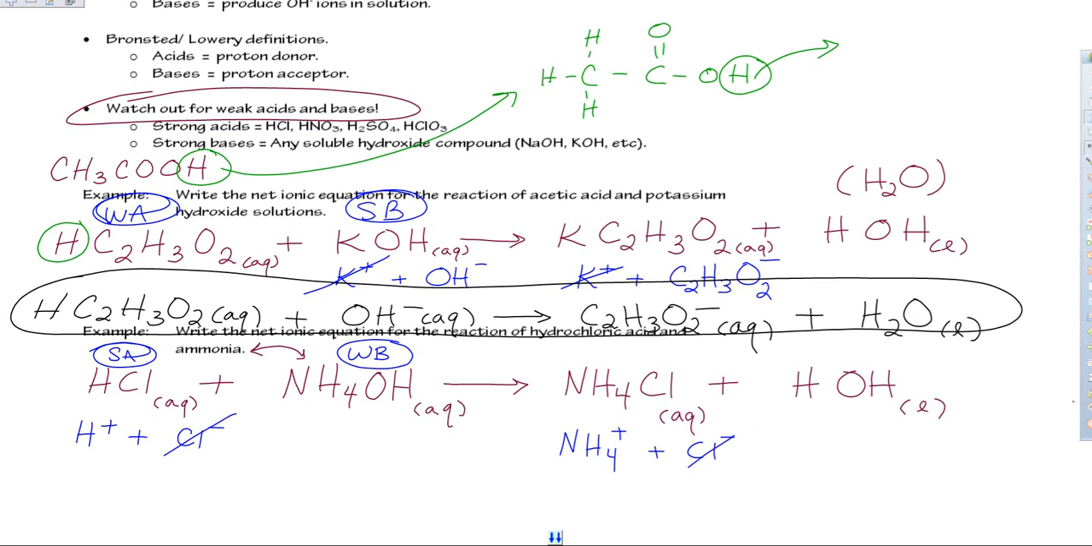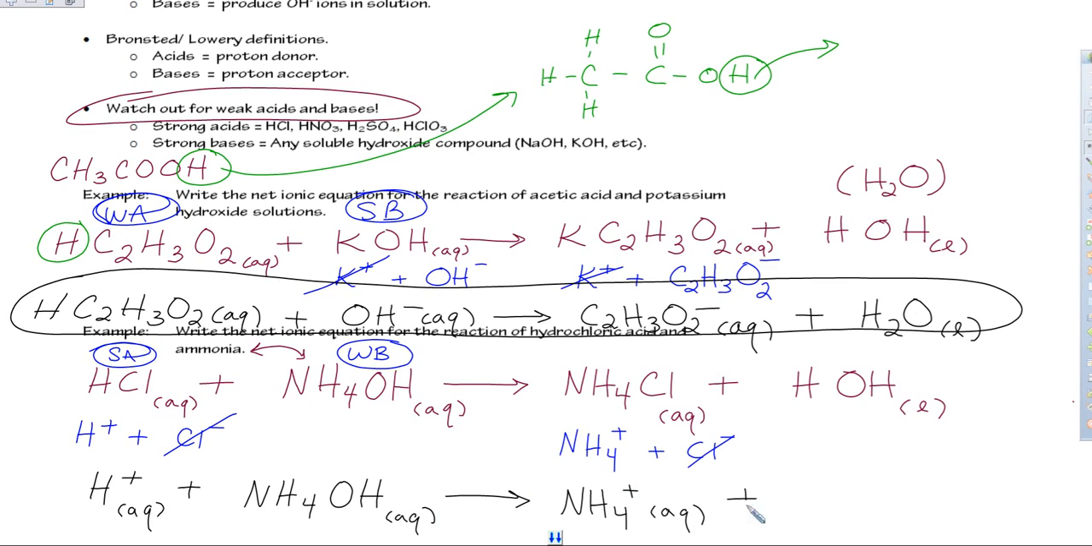So for my net ionic, I'm going to have the hydrogen ion. I'm going to keep this guy together, NH4OH. And we can put phase symbols in. We'll call these aqueous. They're in solution. On the product side, I'm going to have the ammonium ion, aqueous, and water, liquid. You do not get to split the water. There she is.